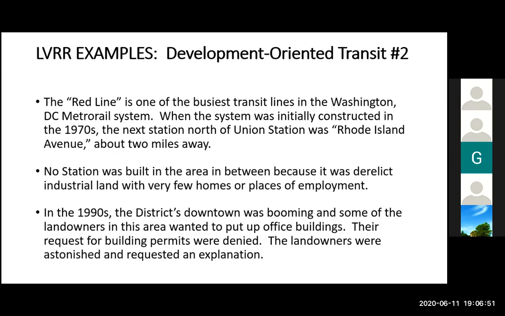Well, the reason that no station was built in between was because that area in between was very derelict, pretty much empty industrial land with very few homes or places of employment. And I guess the thinking when the system was originally designed and built was, why put a station where there is no activity? In the 1990s, the district's downtown was booming, and some of the landowners in this area wanted to put up office buildings. Their request for building permits was denied, and the landowners were astonished and requested an explanation.